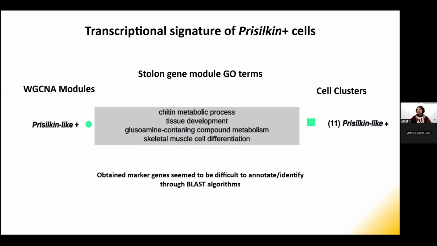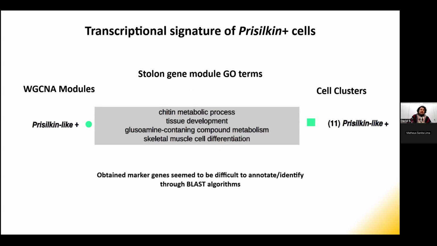However, when we take some of the genes of this gene module and this cell type, sorry, when we try to do a simple BLAST, it seemed almost surreal because it doesn't throw any significant match to any of the databases in NCBI. So where do we go from here?